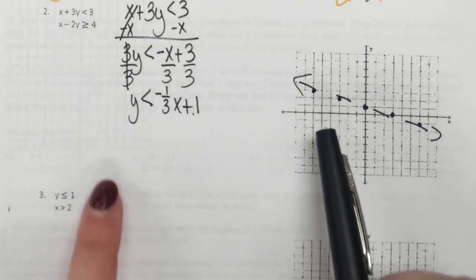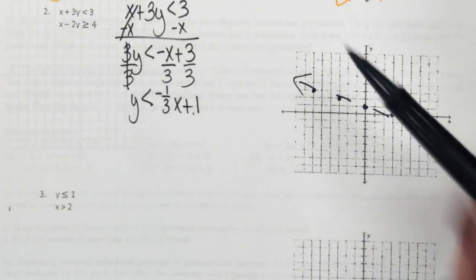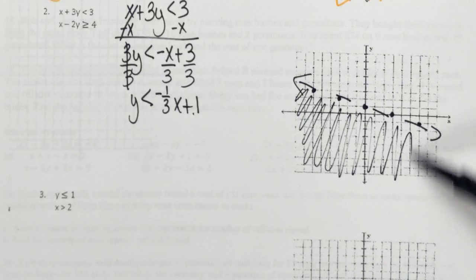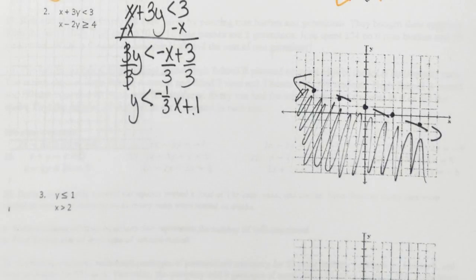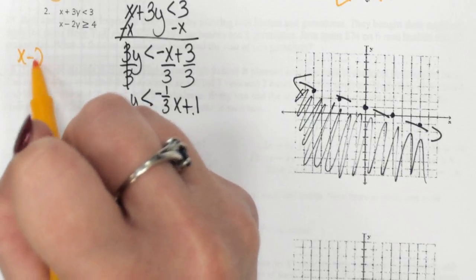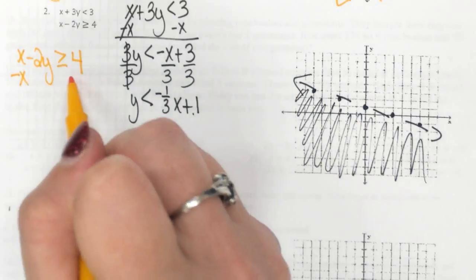Alright, where's that one going to shade, guys? Above it or below it? Below. Don't shade too dark yet, though, okay? Just real light. Alright, what about the other one? What do I do first on that guy? Subtract the x, yeah?